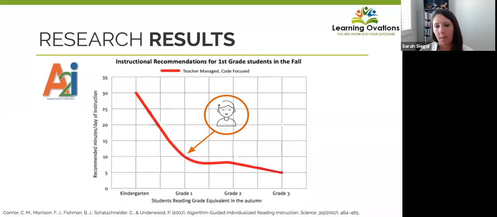And so the x-axis here demonstrates where a student's reading ability might actually be. Even though this is a first grade classroom, you might be entering at a kindergarten level, at a second grade reading level, and anywhere in between. So if we do have a student entering this classroom at a kindergarten level, so almost a year behind, they need about 30 minutes of teacher-managed, code-focused instruction a day to meet the end goal of reading at grade level. But if you enter that classroom and you are reading at grade level already, right where that arrow is pointing, you only need 10 minutes.